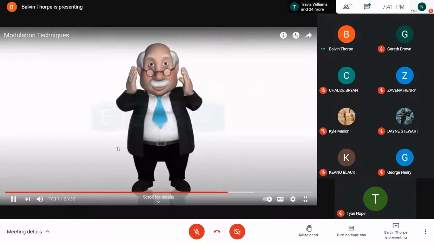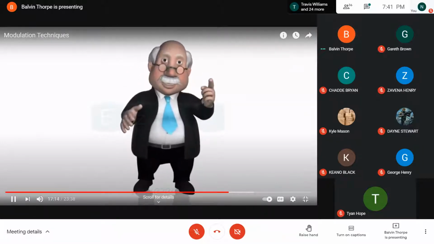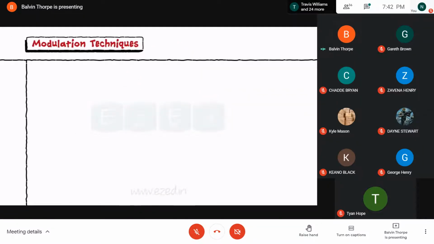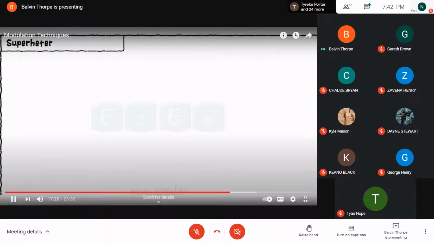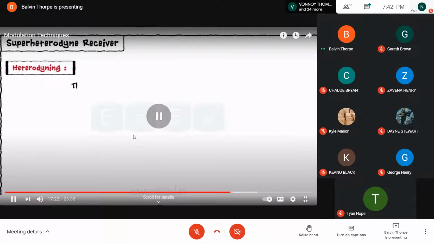Seriously, pay attention. This is important. Next, we will study a very important concept, the superheterodyne receiver. We're not going to look at the superheterodyne receiver right now because we have looked at it already. Agree?